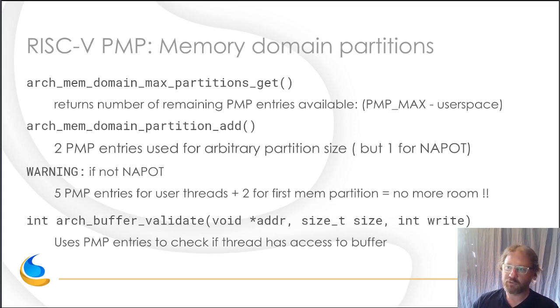One more function in the memory domain partition API is this arch buffer validate function. That can be called from threads to see if the thread actually has access to a memory domain partition, either read access or write access. What that function actually does is just walk the PMP entries to check if the thread can access that or not.